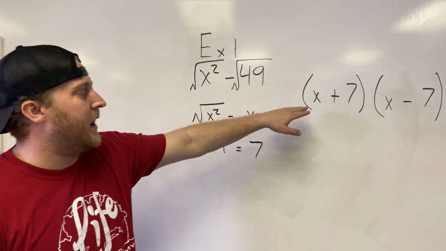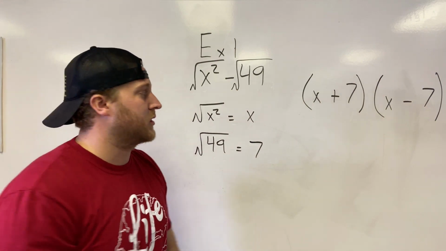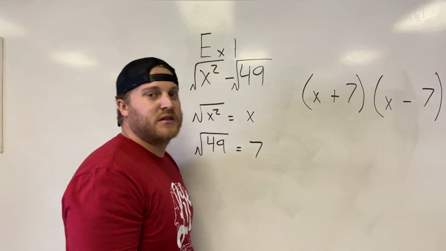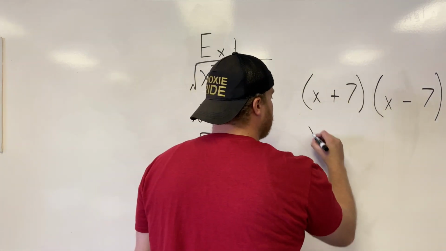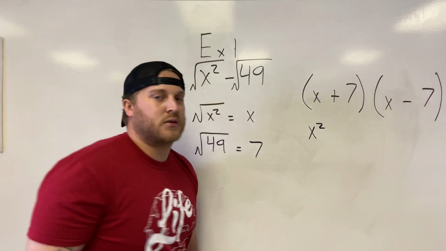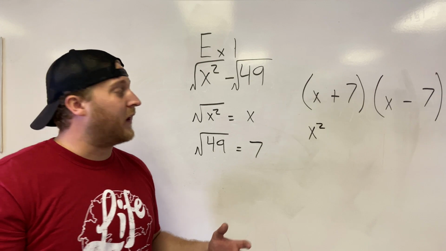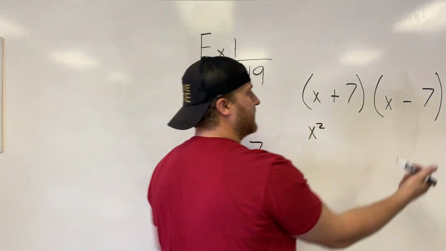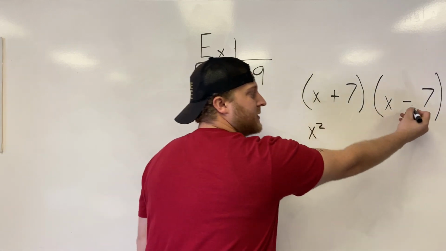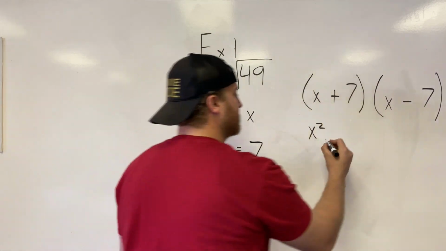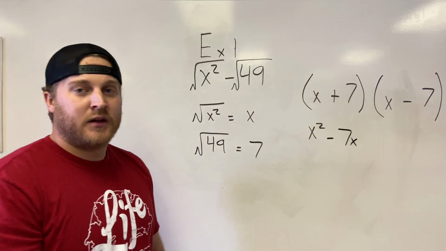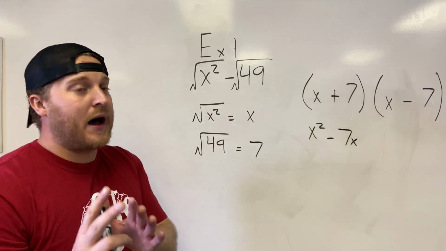FOIL starts with F, which is the first term. Multiply the first terms together. First term of this one is x times the first term of the second is x. X times x is x squared. Then we're going to find the outside terms. What are the outside terms of this entire thing? Which is going to be x times negative 7, which is going to be minus 7x.